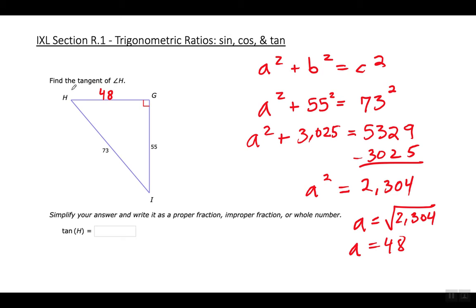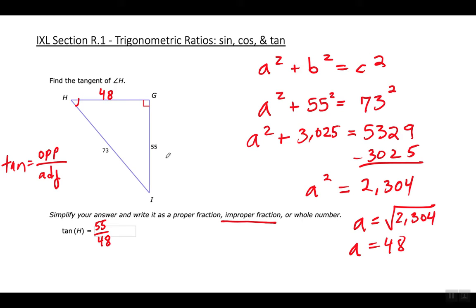So the tangent of angle H. Here's angle H. Remember that tangent is always the opposite side over the adjacent side. So in this case, the tangent of H is going to equal 55 over 48. You can leave your answer as an improper fraction, and that's it. You can't simplify this any further, so for this one, that would be the answer. Like I said, this one's easy. Most of you guys are probably okay with this one.